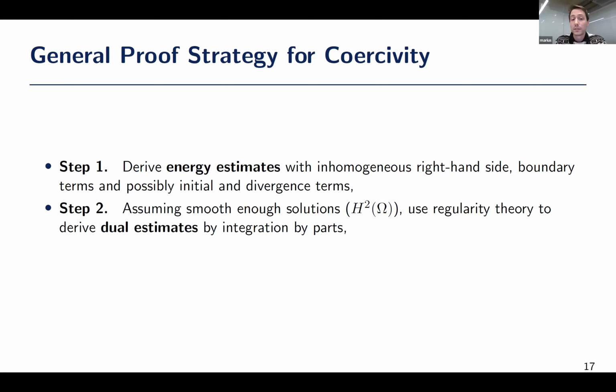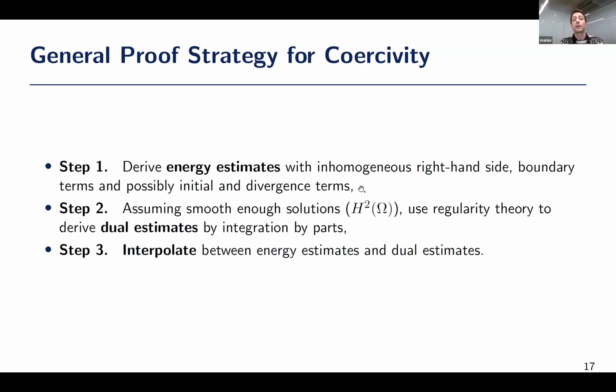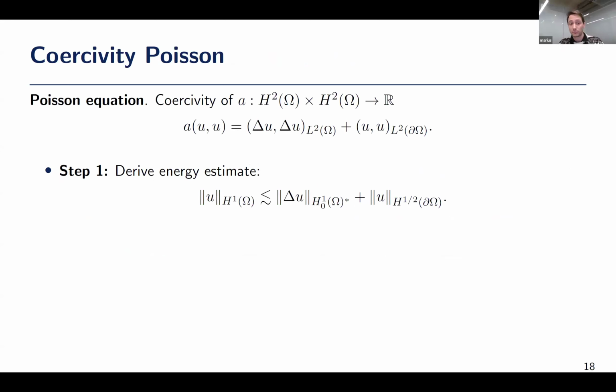And then step 2 is we assume smooth enough solutions, say H2 regularity. Then we can derive dual estimates, estimating the L2 norm, typically, of the error. And then in the third step, we will use results from interpolation theory to interpolate between the results obtained in step 1 and step 2. Let's exercise this on Poisson's equation.